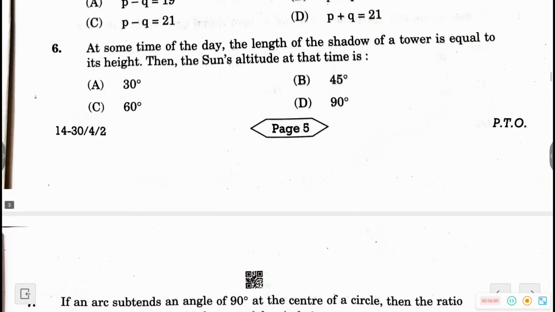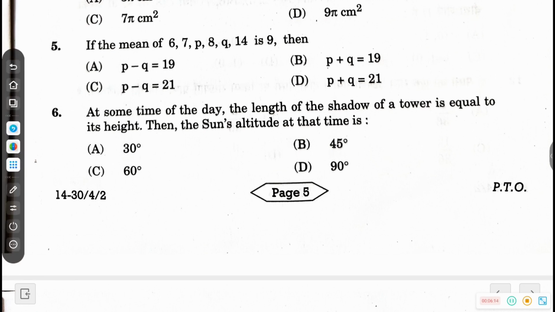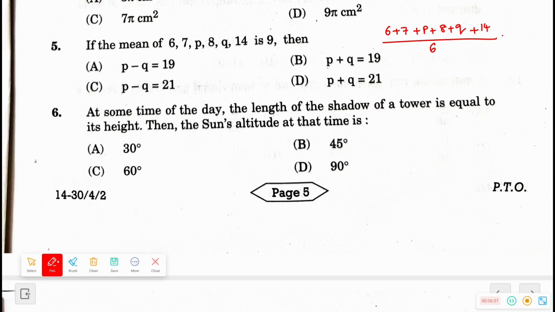So here they are asking to find which option is correct. We know the mean. What is the mean formula? Sum of observations by number of observations. So sum of observations is what? 6 plus 7 plus p plus 8 plus q plus 14, by how many observations are there? 1, 2, 3, 4, 5, 6 observations are there. By 6 is equal to 9.